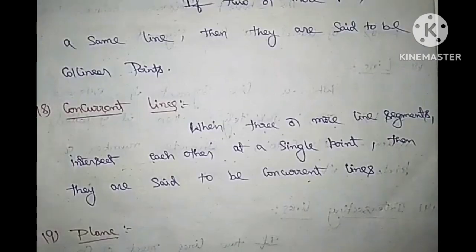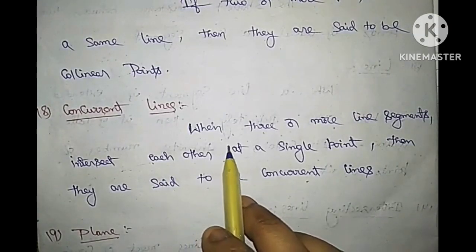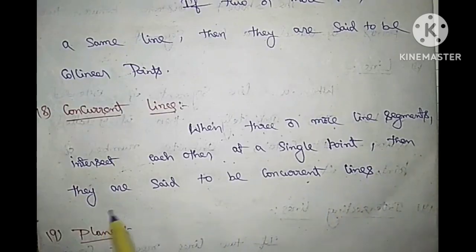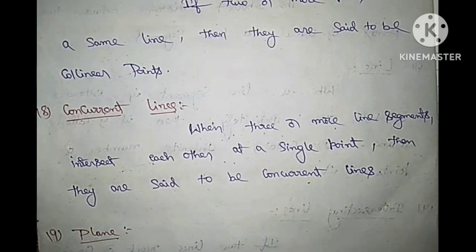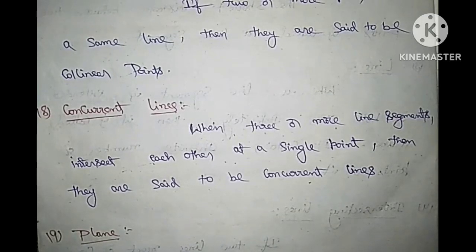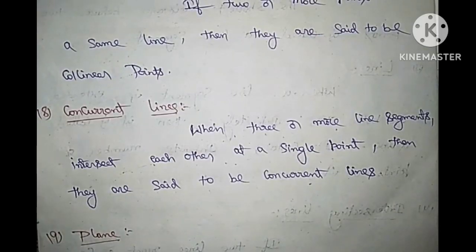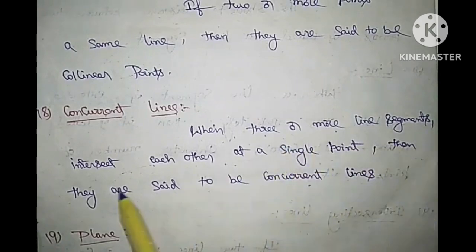Next topic we have discussed is concurrent lines. In concurrent lines, what will happen? When three or more line segments intersect each other at a single point, they are said to be concurrent lines. In intersecting lines, how many lines should intersect? Minimum 2 lines. If 2 lines intersect or cross each other at a particular point, we call them intersecting lines. But in concurrent lines, it should be three or more line segments intersecting each other at a single point. Then they are said to be concurrent lines.